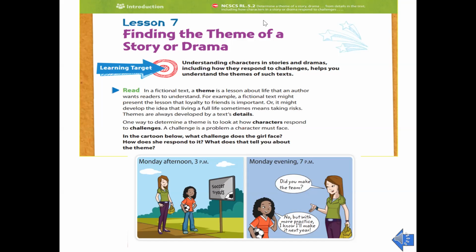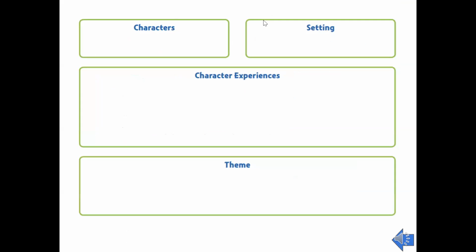So now, how does the girl respond to her challenge? Or what is her challenge? First of all, her challenge is, well, she goes to soccer tryouts and ends up not making the team, right? And so then how does she respond to that? And what does that tell you about the theme? So let's look at our next slide.